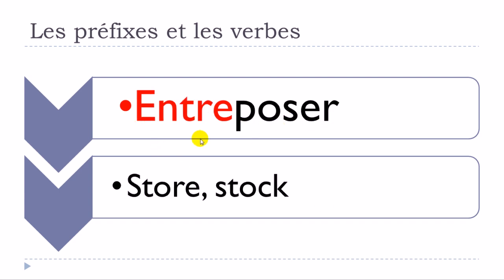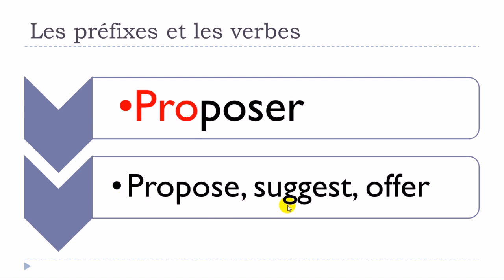It's also possible to add the prefix entre, and you get entreposer. Okay, and here is the meaning. Then it's possible to add this pro, proposer. Okay, proposer.